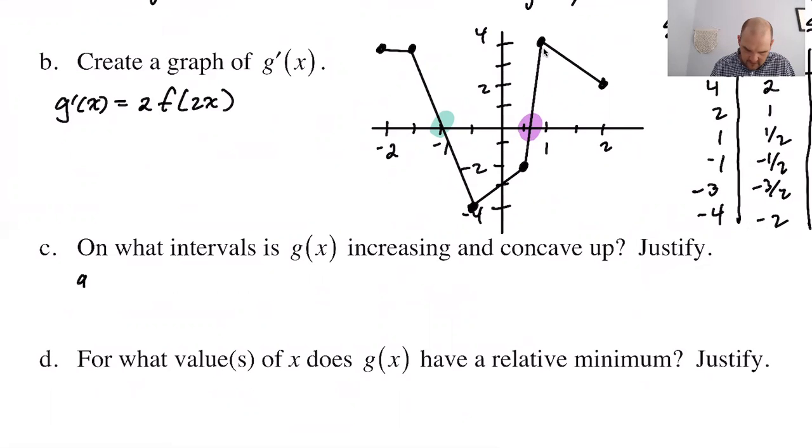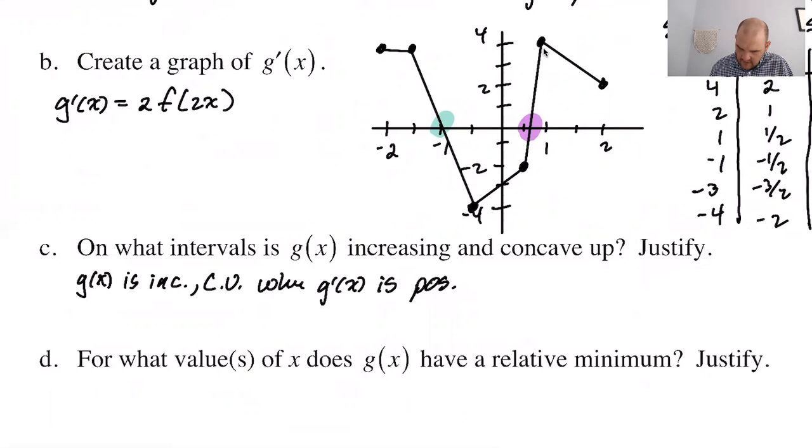All right, so g of x is increasing concave up when g prime of x is positive and increasing.